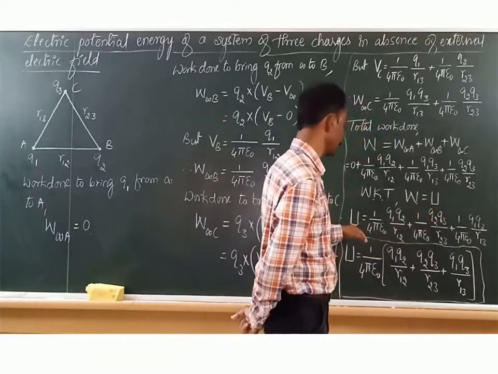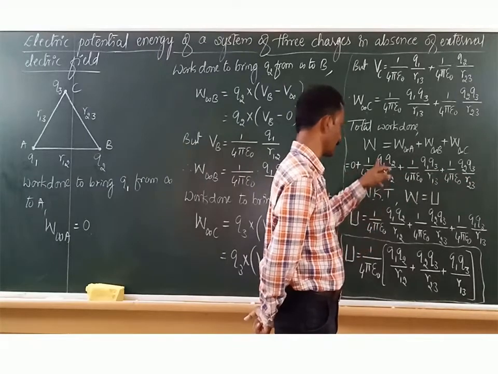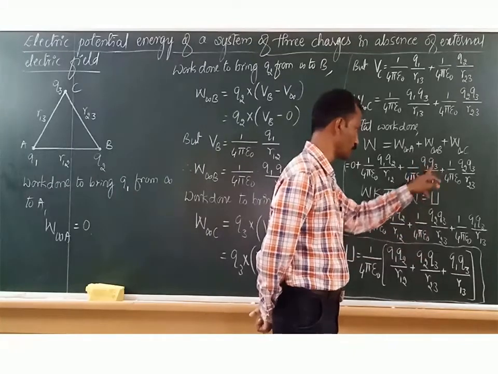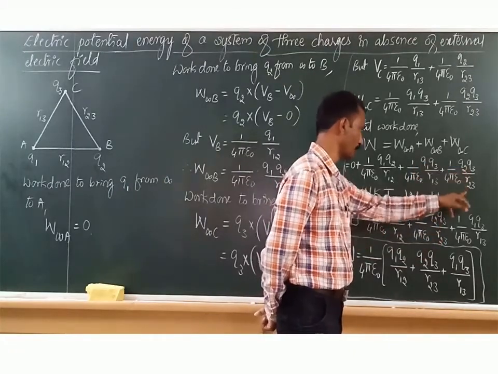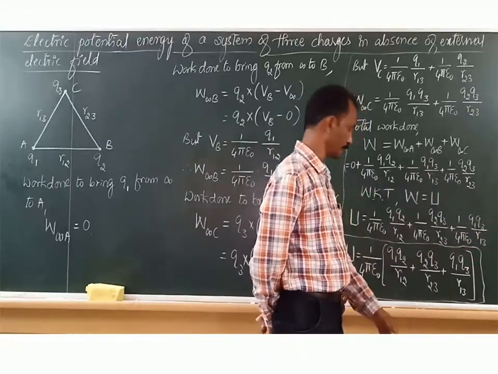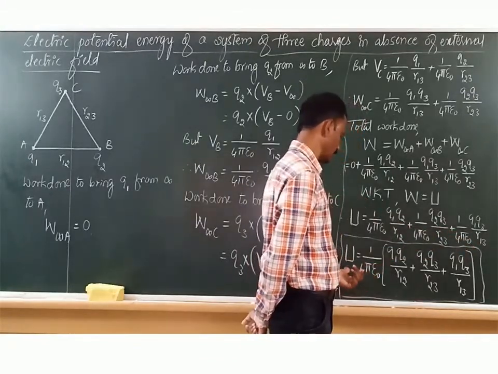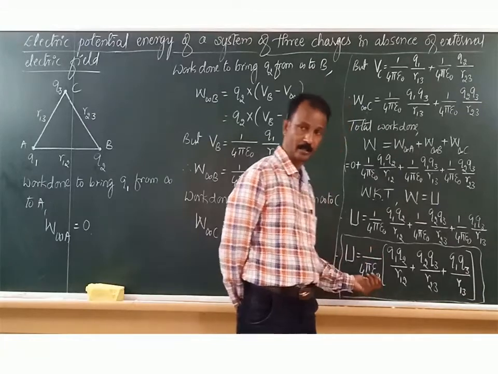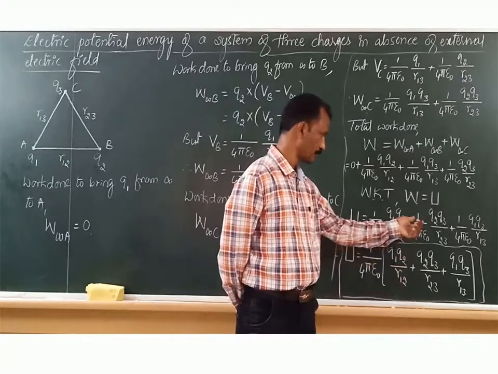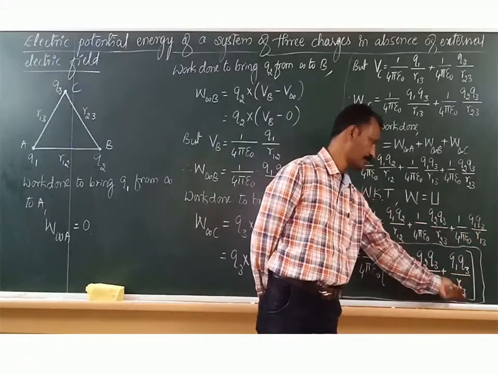Therefore, to summarize, U is equal to 1 by 4 pi epsilon naught into Q1 Q2 by R12 plus 1 by 4 pi epsilon naught into Q2 Q3 by R23 plus 1 by 4 pi epsilon naught into Q1 Q3 by R13. Here 1 by 4 pi epsilon naught is common and taken out. U is equal to 1 by 4 pi epsilon naught into bracket Q1 Q2 by R12 plus Q2 Q3 by R23 plus Q1 Q3 by R13.